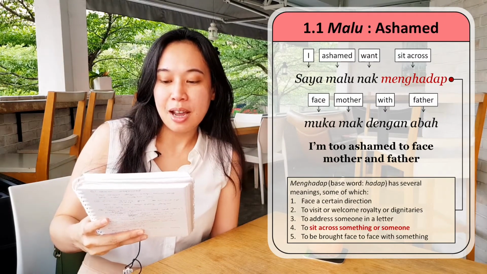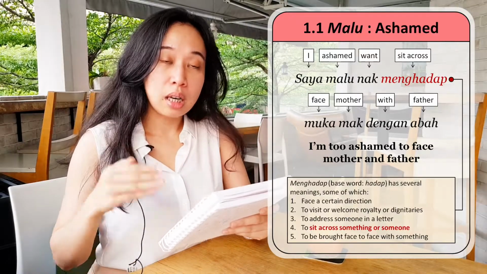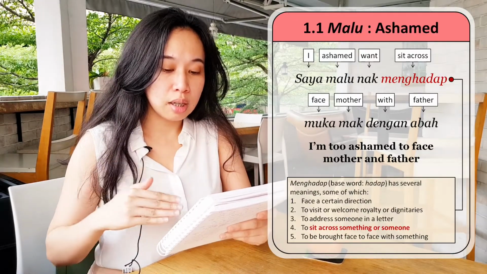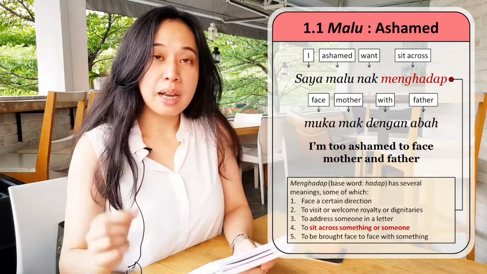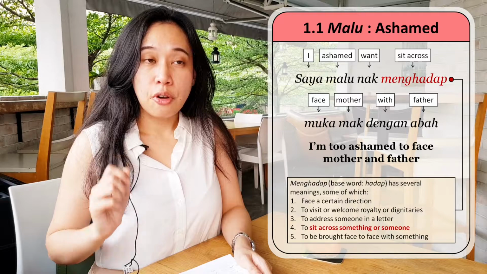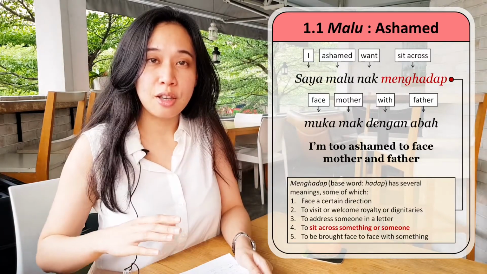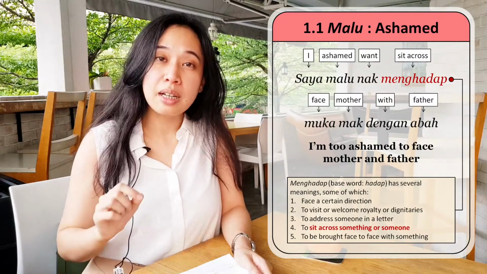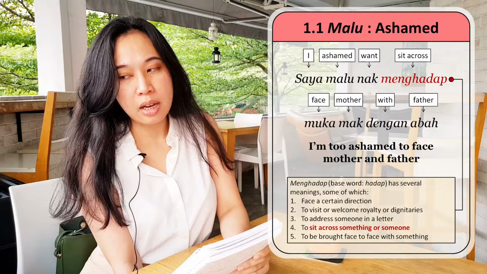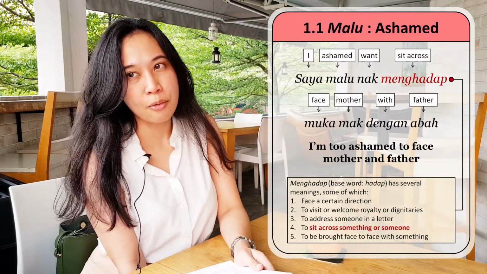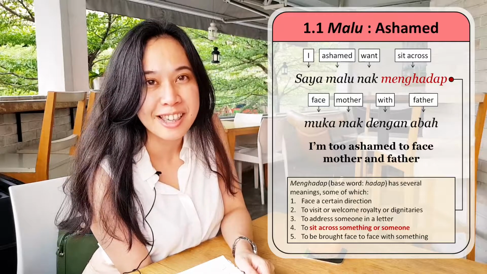Saya malu nak menghadap muka mak dengan abah. I know the spelling is menghadap, so in formal Malay you would say menghadap, but in conversational informal Malay you say it differently. And menghadap is used when you are supposed to face someone of authority or someone older, someone you're supposed to respect, like your parents or your teacher.